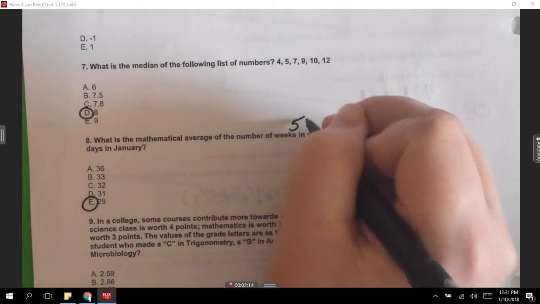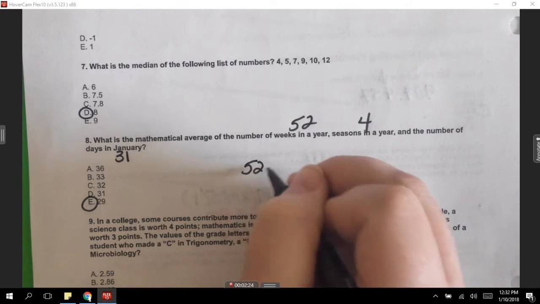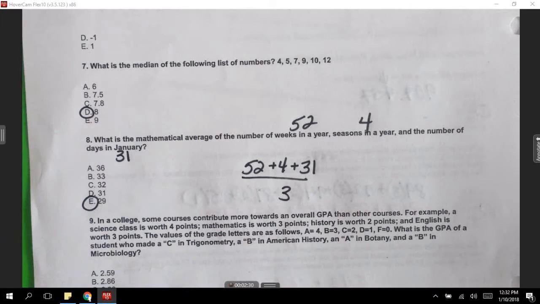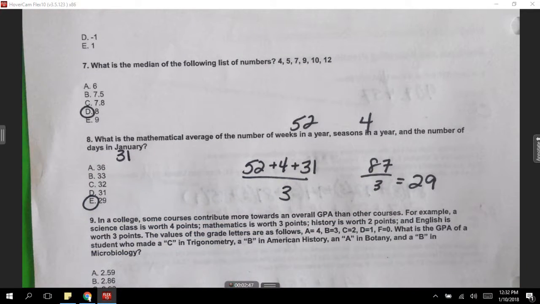It's amazing how little I've heard from Kay before. There are 52 weeks in a year, 4 seasons, and there are 31 days in January. So to average, we need to add 52 plus 4 plus 31 and divide that by 3. And we should get to the 29. So 56 plus 31, which is 87, divided by 3, which is how they got the 29. I'm not saying it was exactly 29, I'm just saying that's the closest.